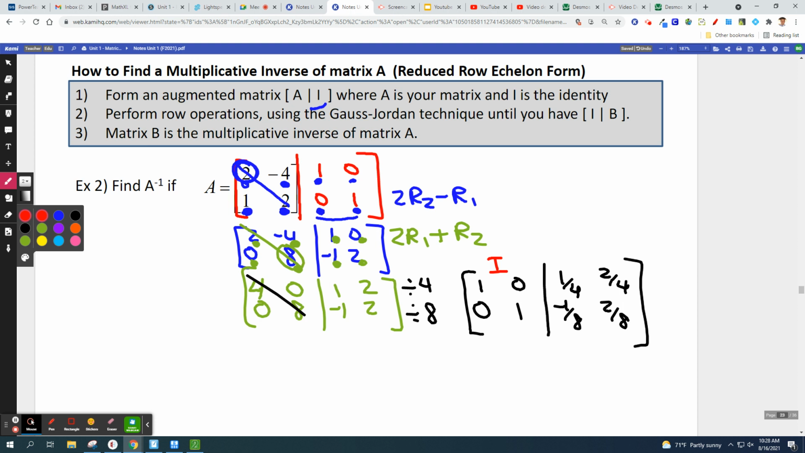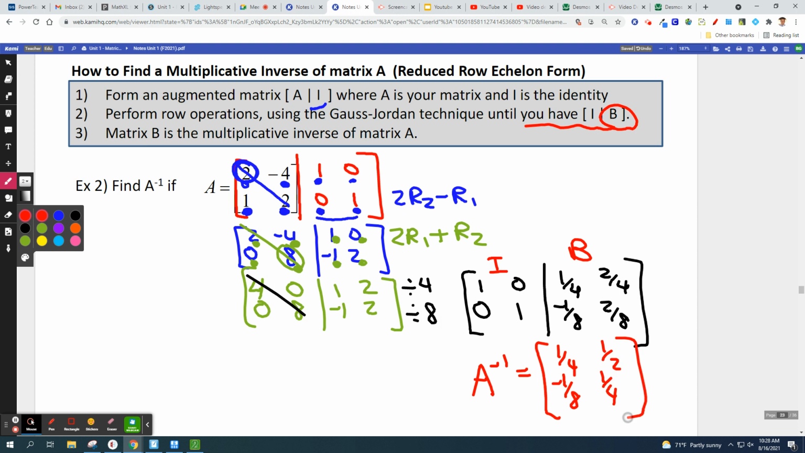All right. So what we're trying to do until you have the identity and B, that matrix right over here, that's your inverse. That's what we're looking for. Of course, we would reduce the fractions. 2/4 is 1/2 and 2/8 is 1/4. But you've got your inverse is that matrix B right there. 1/4, 2/4 reduces to 1/2, -1/8, and 2/8 reduces to 1/4. Done.